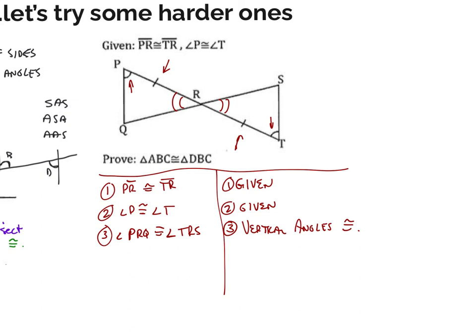Now let's check and see, do I have enough to prove my triangles are congruent? Well, I've got two sets of angles. I've got a side in between. Yes, I would argue yes. So final statement, triangle ABC congruent to triangle DBC, and the reason is angle, side, angle. That's the postulate.